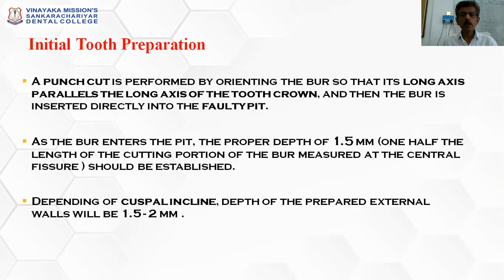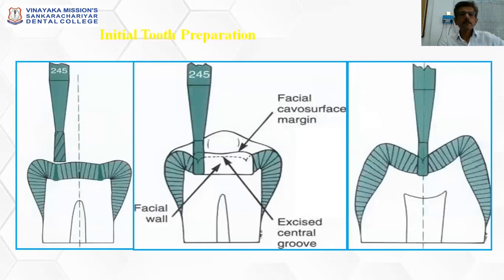That is one half of the length of the cutting portion of the burr, measured at the central fissure. To recollect, the length of the head of the burr is 3 millimeter, half of it is 1.5 millimeter. Now, depending on the cuspal inclines, the depth of the prepared external walls will be 1.5 millimeter, and it can go to a maximum range of 2 millimeter. The pictures of the initial tooth preparation.